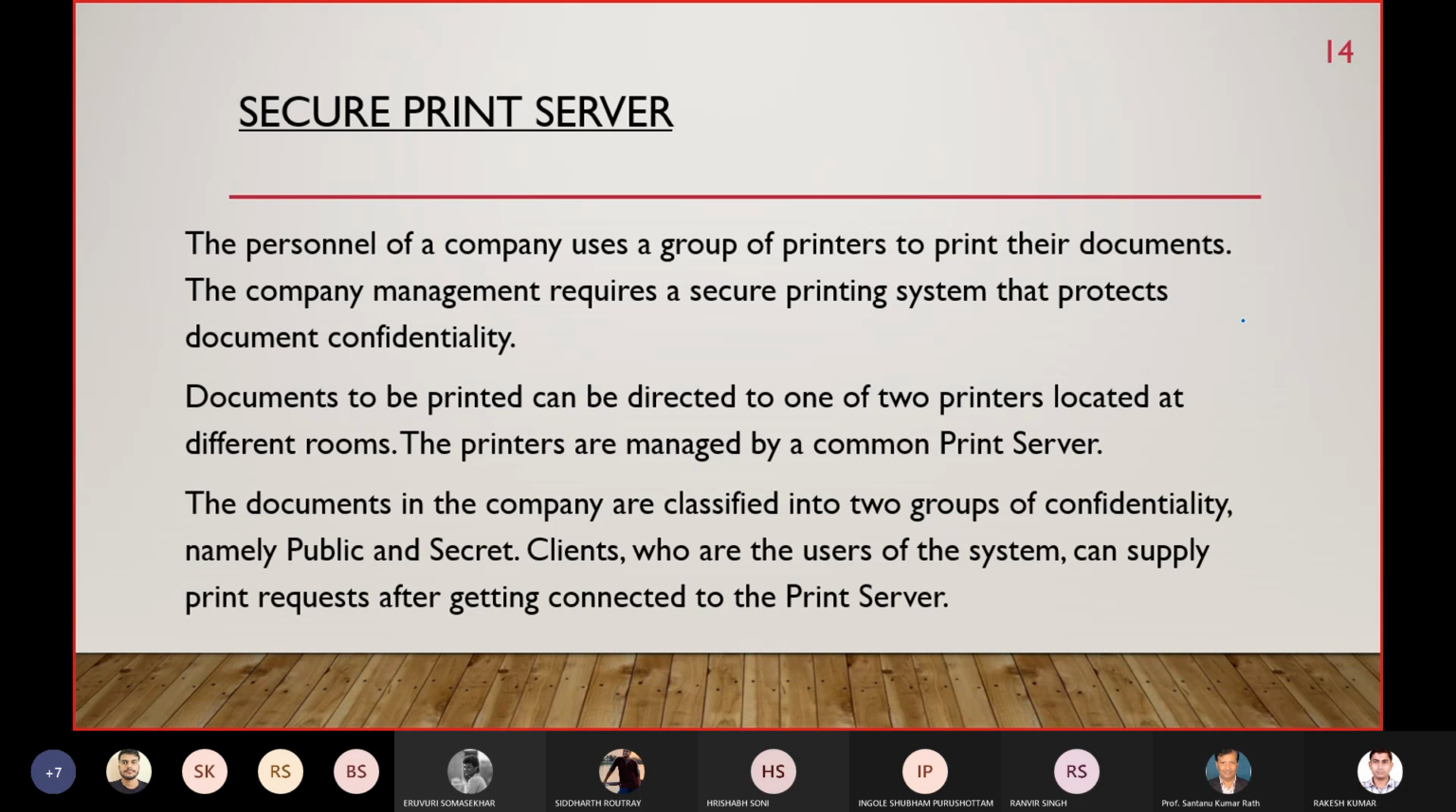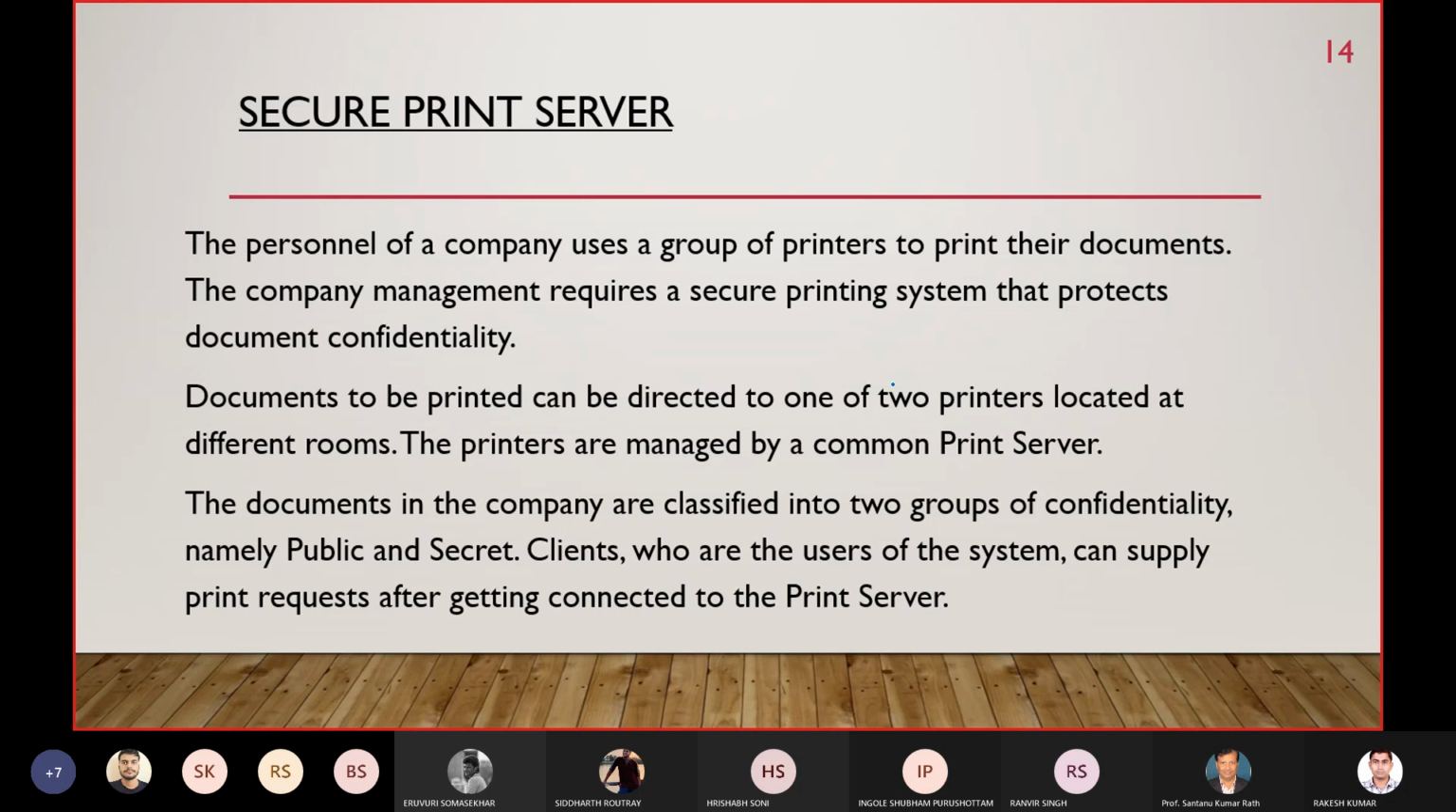The Lunar Lander example has already been taken and explained in the class, so I am not taking that example. I am taking another example: the secure print server. So what is the secure print server? The employees of a company use a group of printers to print their documents. If they have to print something, they will use the printers. Now, the company management requires a secure printing system that protects document confidentiality. Means they need a particular type of printer or set of printers on which they want to print secret documents. In the next slide, I will show you that figure. It will be more clear.